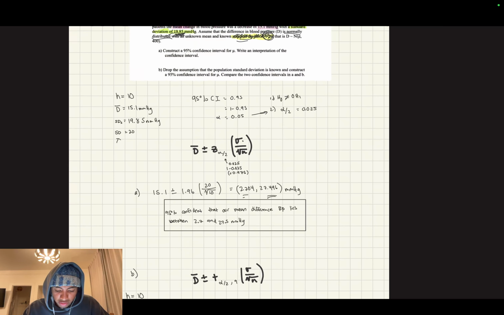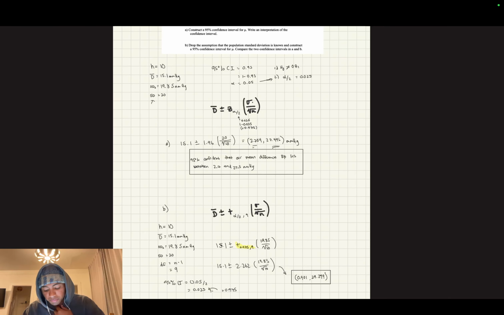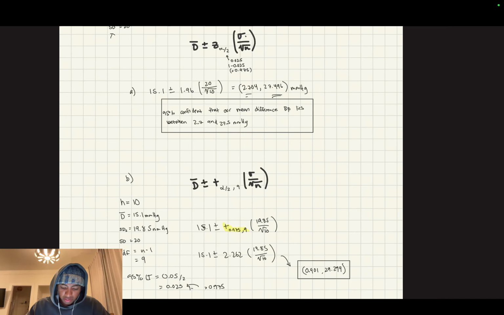To answer the question, it says drop the assumption for the population standard deviation, which we did, and compare the two confidence intervals, which we just did out loud. So we can say that we're 95% confident that, with only knowing our sample standard deviation, our mean difference in blood pressure lies between 0.901 and 29.299.